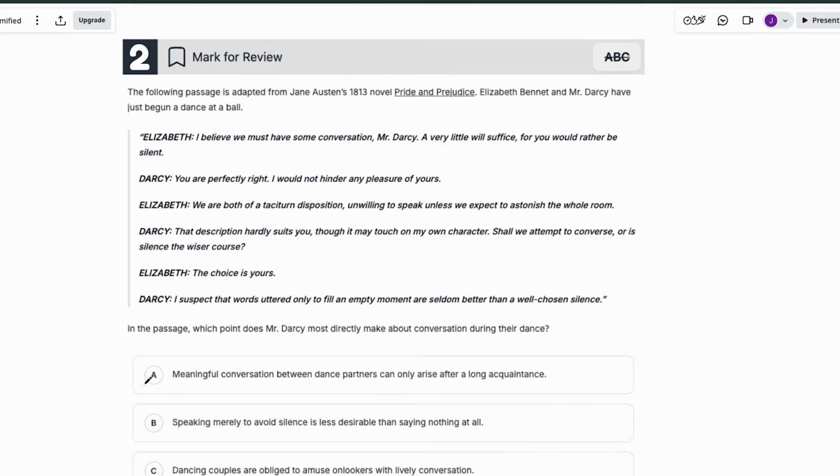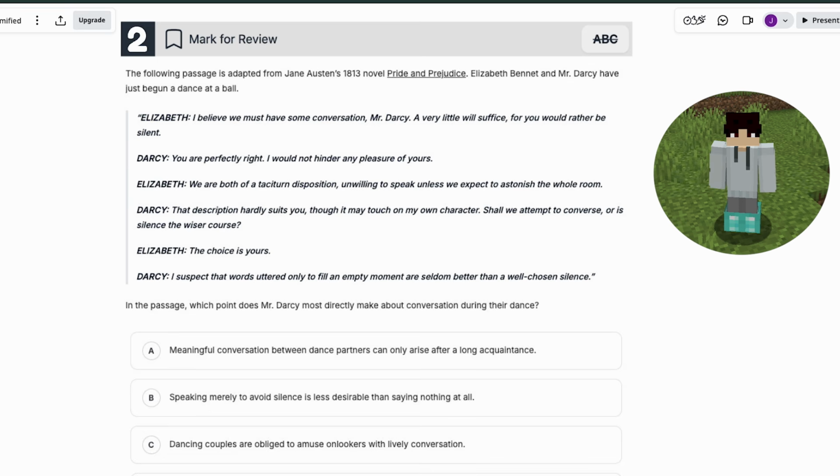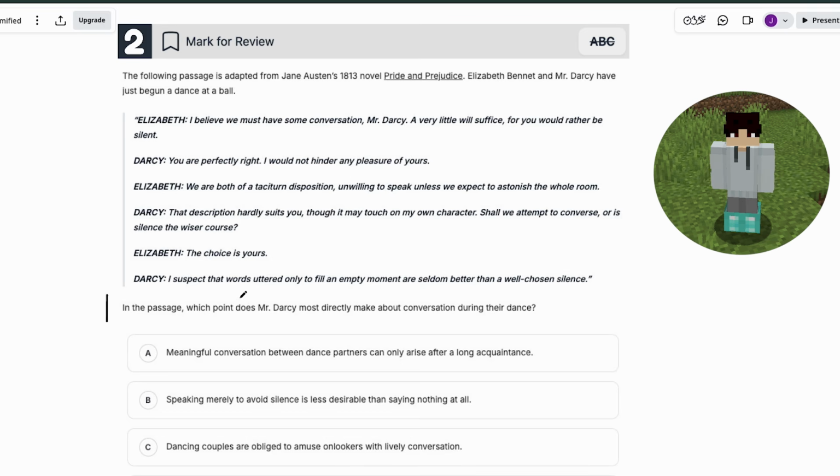This exact same process can even work for these kinds of weird questions like these ones involving literature. In the passage, which point does Mr. Darcy most directly make about conversation during their dance?